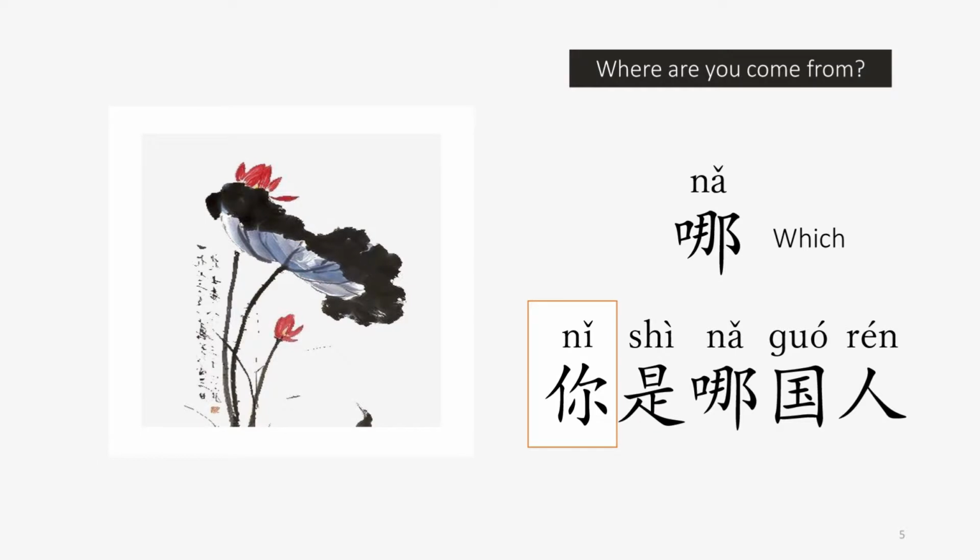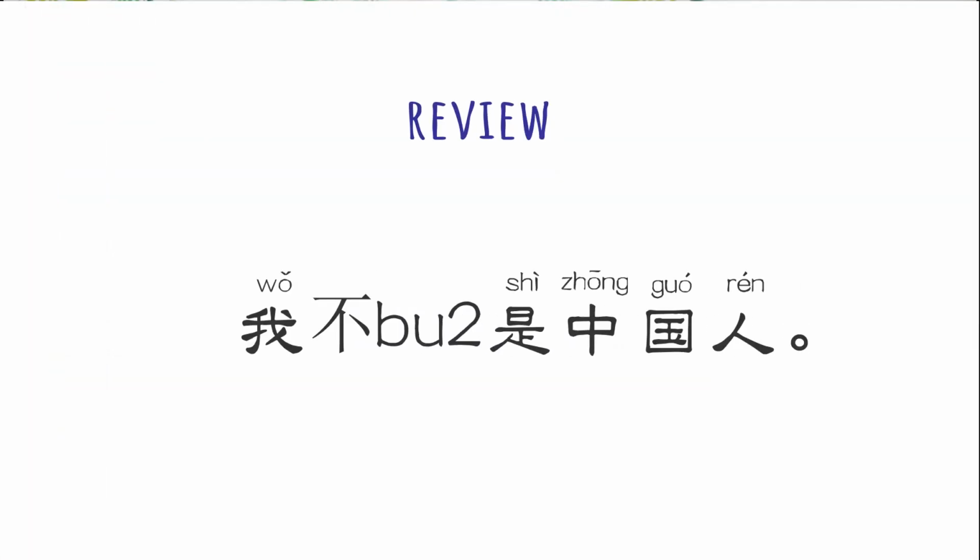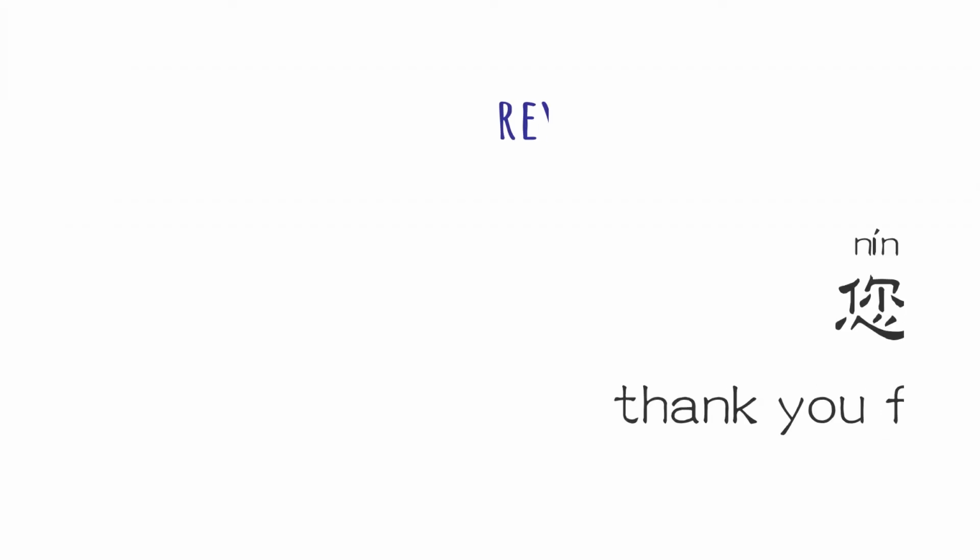How to say where you come from, which is you are which country person. We can say 你是哪国人? You are which country person? And your answer can be 我是中国人 or 我是美国人. So how to say I am not Chinese person? You can say 我不是中国人. Okay, 您辛苦了.